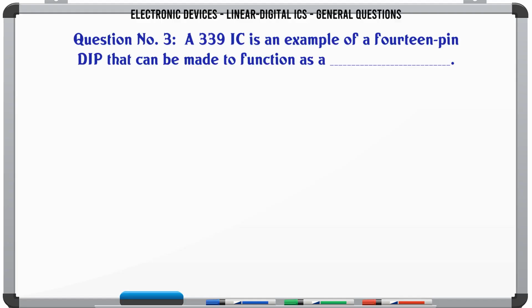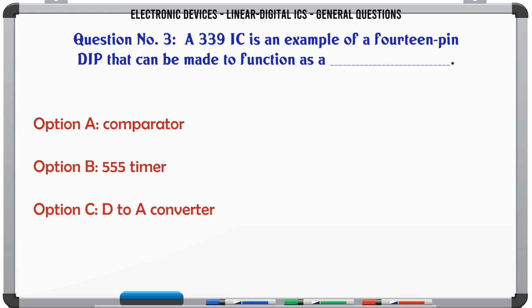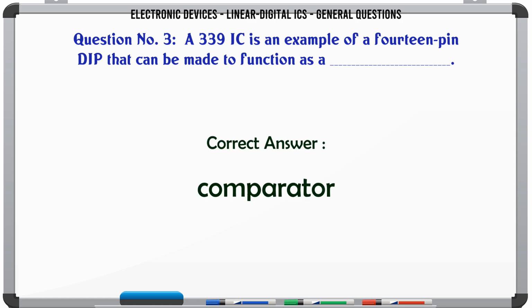A 339 IC is an example of a 14-pin DIP that can be made to function as A. Comparator. B. 555 timer. C. D to A converter. D. Ladder network. The correct answer is comparator.